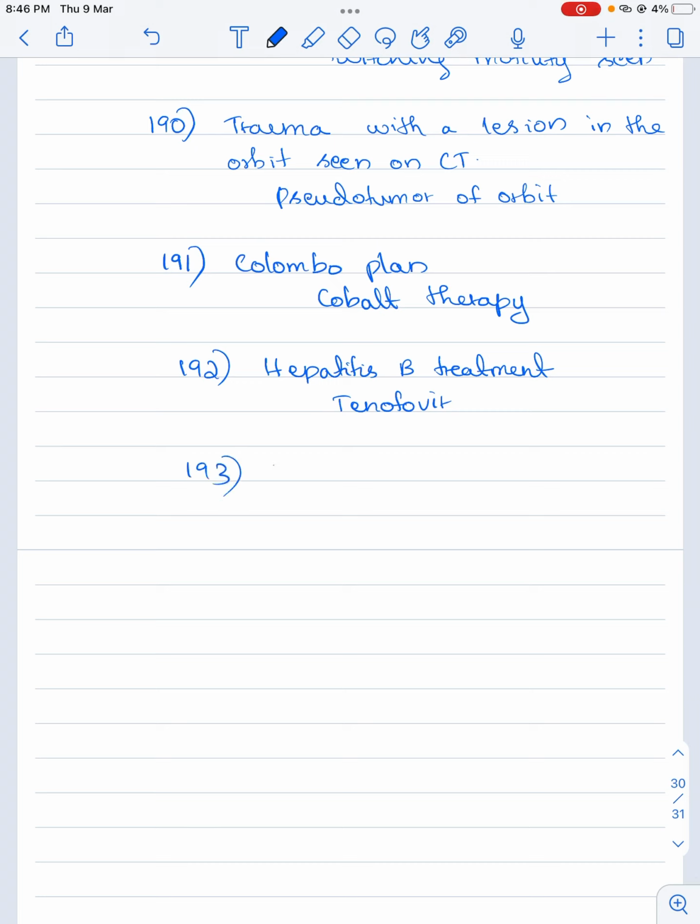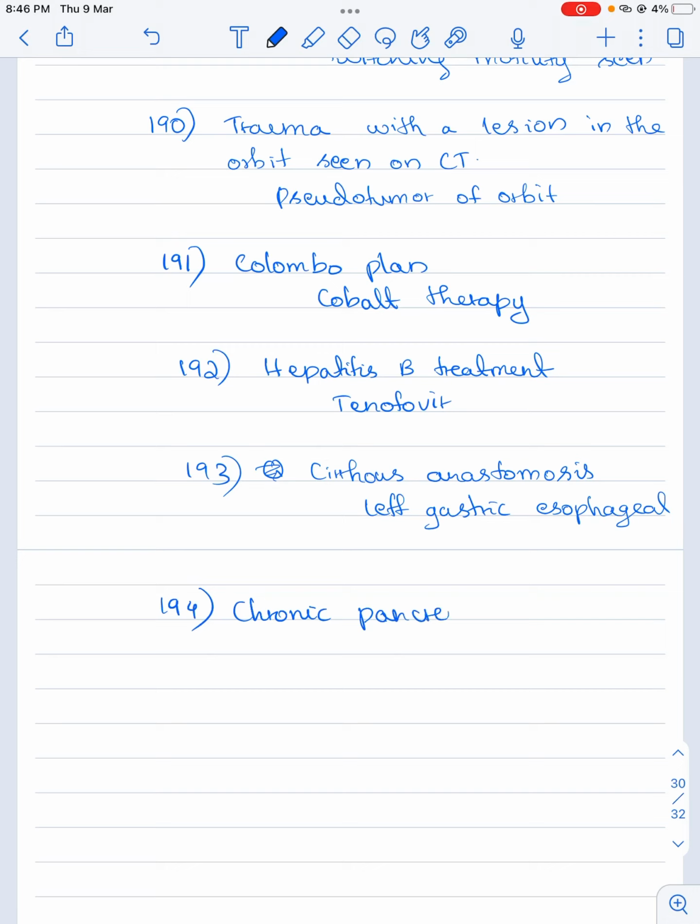And next question. Question regarding serous anastomosis. So this is again a controversial one, but I think the answer is left gastric esophageal, but it's a controversial one, guys. Next question. Chronic pancreatitis management. So this is also a controversial one. Pancreaticojejunostomy.